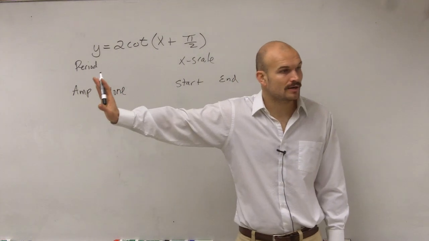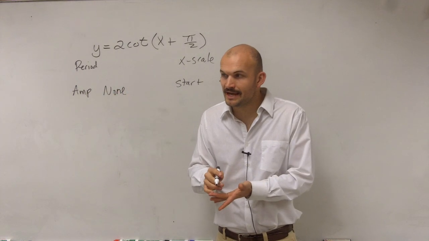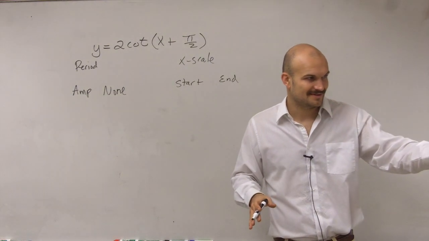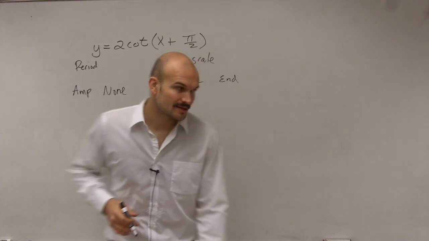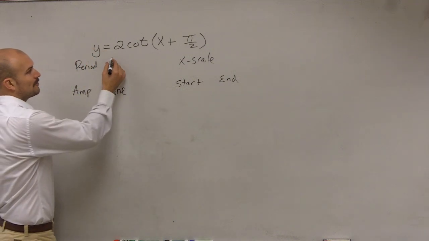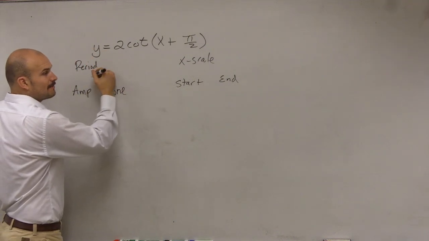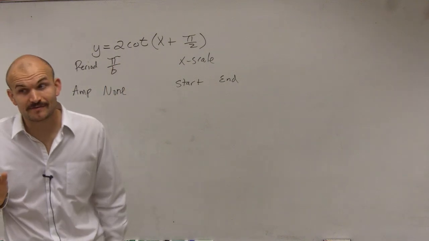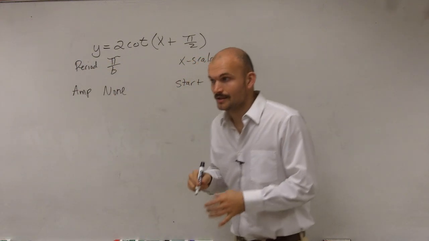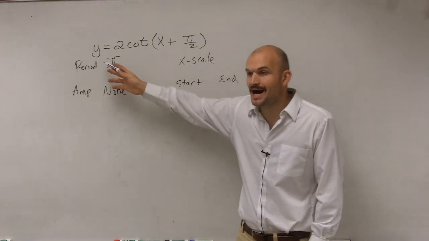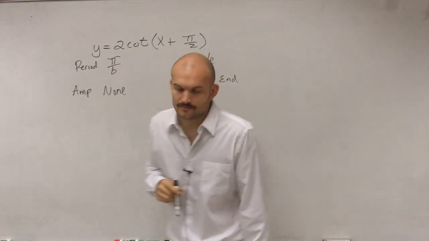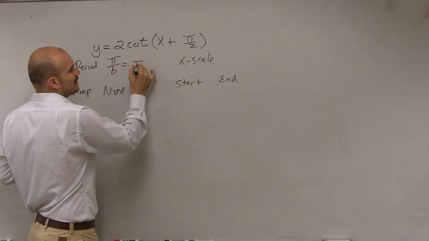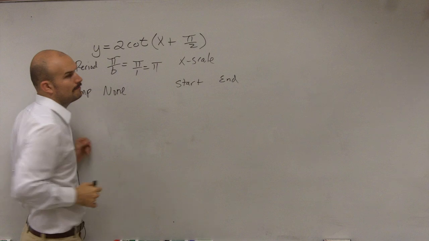If you remember, for sine, cosecant, and secant, we always did 2 pi divided by b, b as in butterfly. However, now our period is not going to be 2 pi divided by b. It's going to be pi divided by b. You have to make sure you understand that distinction. For tangent and cotangent, it's pi divided by b. In this case, our b is 1, so our period is pi divided by 1, which is pi.